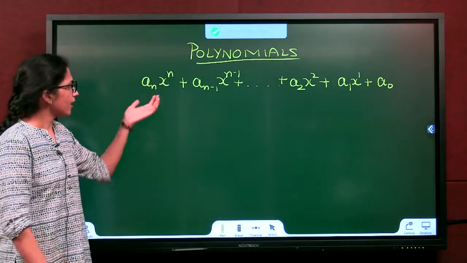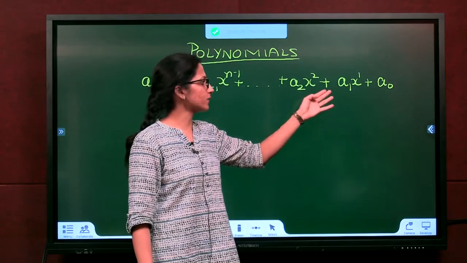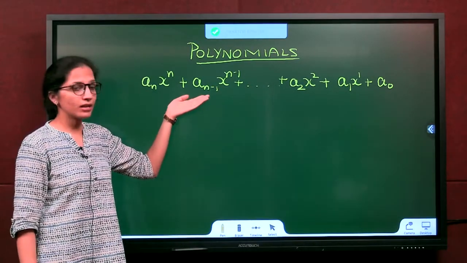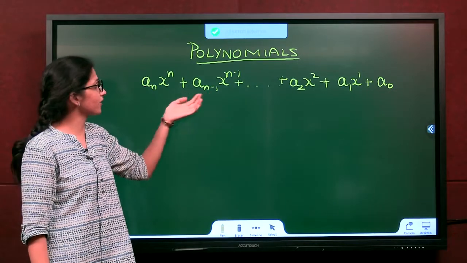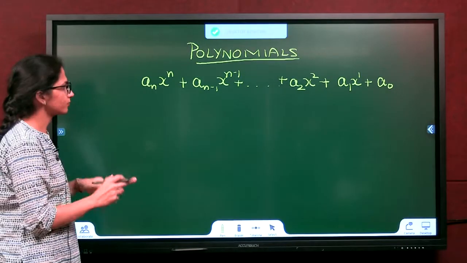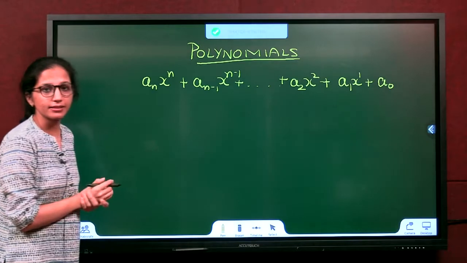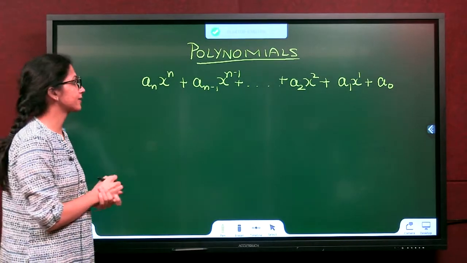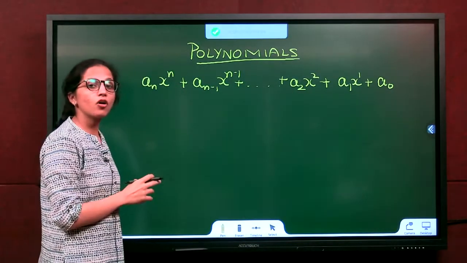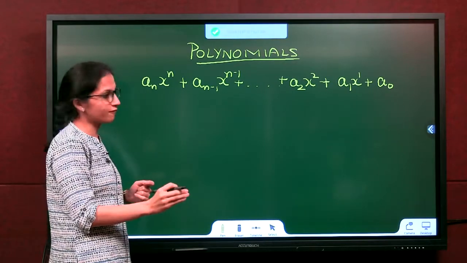Meaning what? A polynomial is written as this: a0 plus a1x plus a2x square, and so on, up to an x to the power n. You don't have to learn this by heart, but what does this expression exactly tell you? All the x's are variables. These an, a2, a1, a0 are all numbers, constants, coefficients. They are called the coefficients of x.